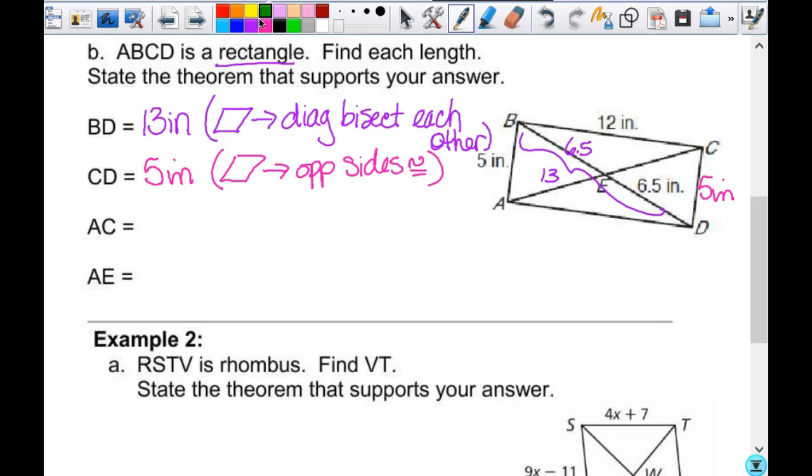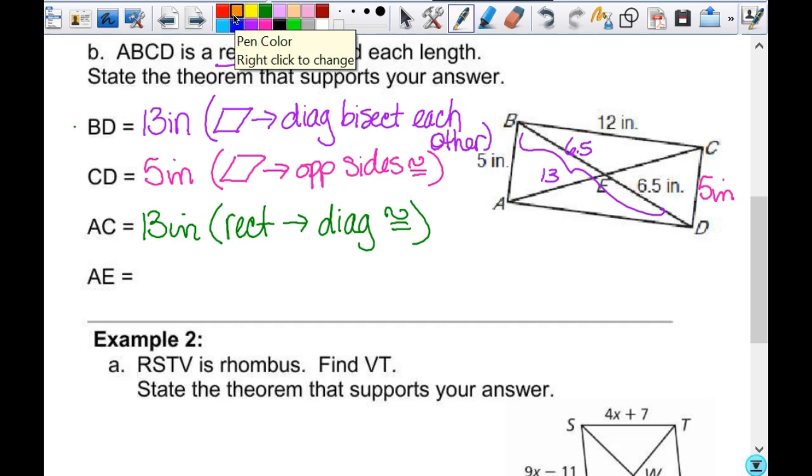Alrighty, so then I'm looking for the length of AC. So what's the length of AC? 13. Okay. And if I didn't already have BD right here, then I'd have to do a couple steps to get there, but since I have that, I'm good. And the fact that I just know it's 13, is that a parallelogram property or a rectangle property? Rectangle. So then I say, if it's a rectangle, then what? Good, the diagonals are congruent. We're on a roll.